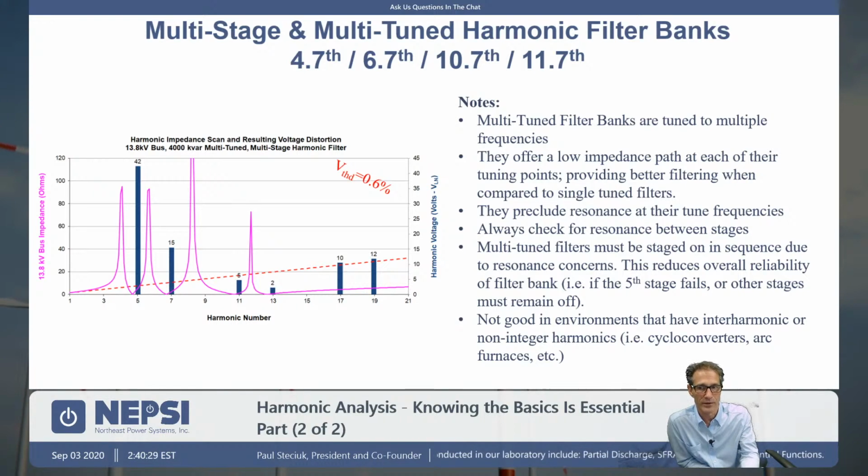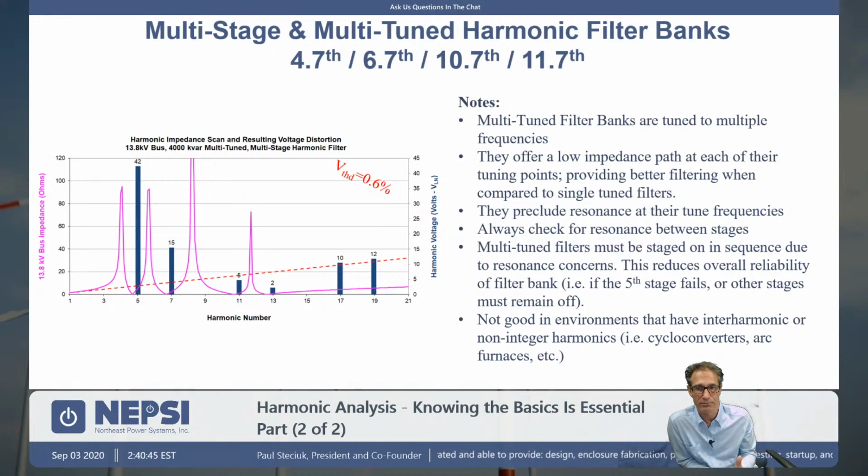So if I have all my stages tuned to the 4.7th harmonic and I lose one of those filters, it does not matter because I have the other filters there. I can continue to operate those. In a multi-tune situation, it's not the case. If I lose my fifth, I got to shut the entire filter down.